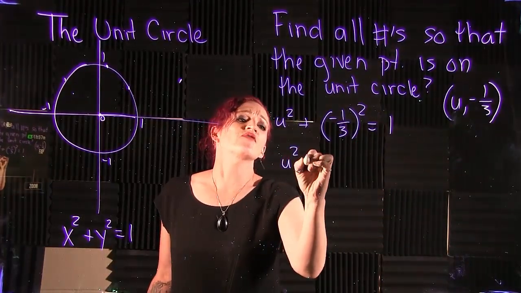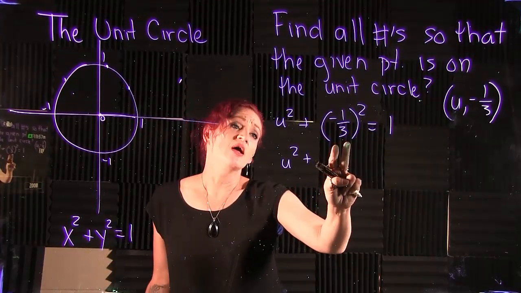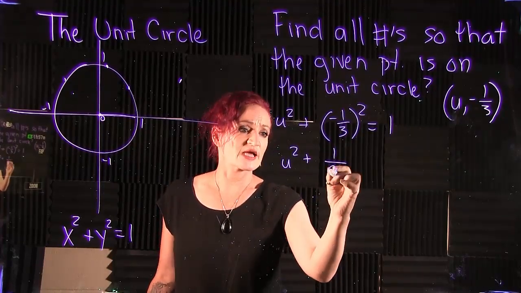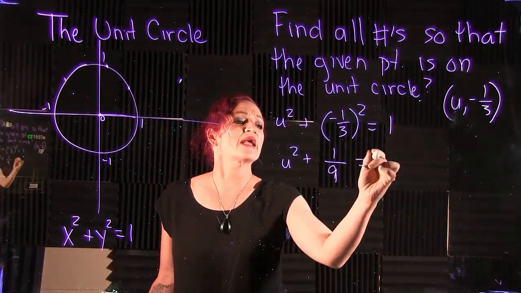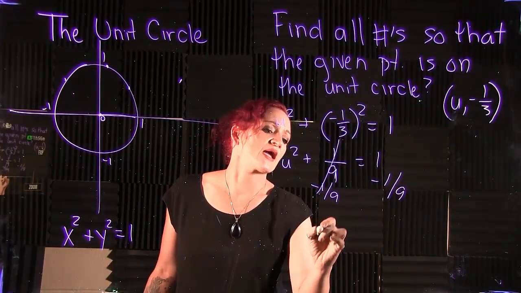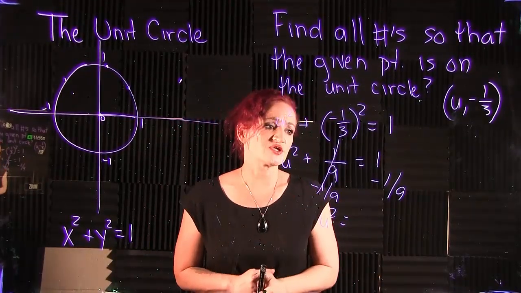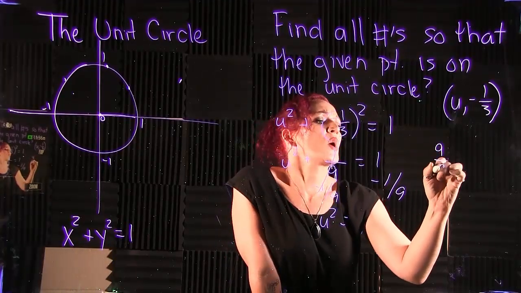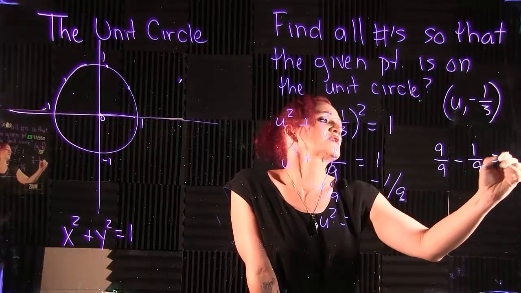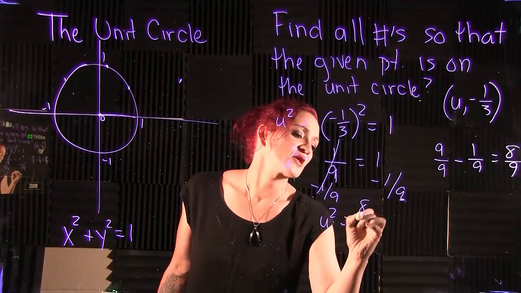In order for us to solve this equation for u here, we're going to square the negative 1/3. Negative times negative is positive. 1 times 1 is 1. 3 times 3 is 9, so we get 1/9 when we square that out. Subtract the 1/9 to the other side. Again, you can do that calculation by hand, or you can go ahead and throw that into the calculator. If I change 1 into a 9 over 9 and subtract the 1/9 from it, I am left with 8/9, right? So 1 minus 1/9 is 8/9.